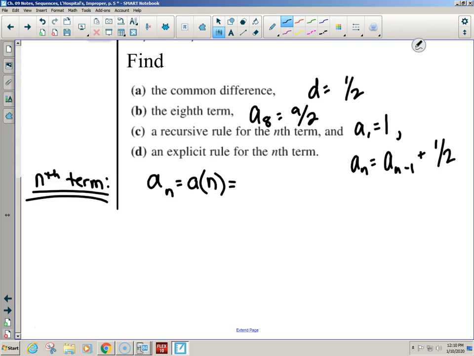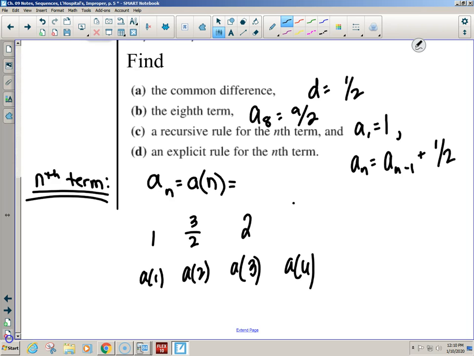So let's see what's going on. I need a of 1 to equal 1. I need a of 2 to equal 3 over 2. A of 3 to equal 2. A of 4 to equal 5 over 2. Now we could come back and say something like, well, this is 4 over 2, and this is 2 over 2.